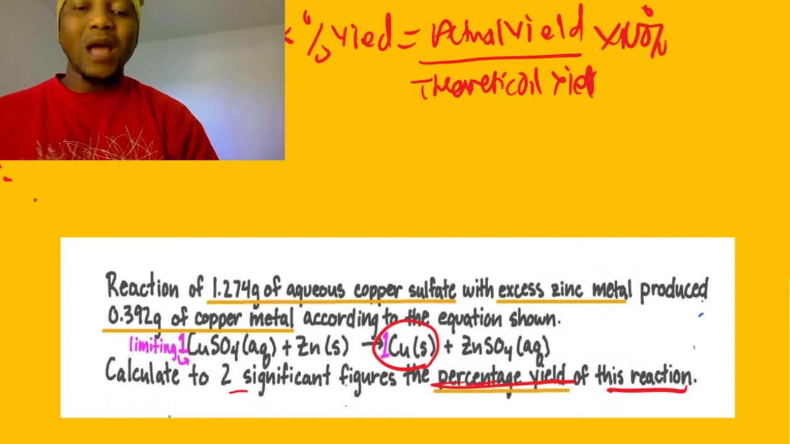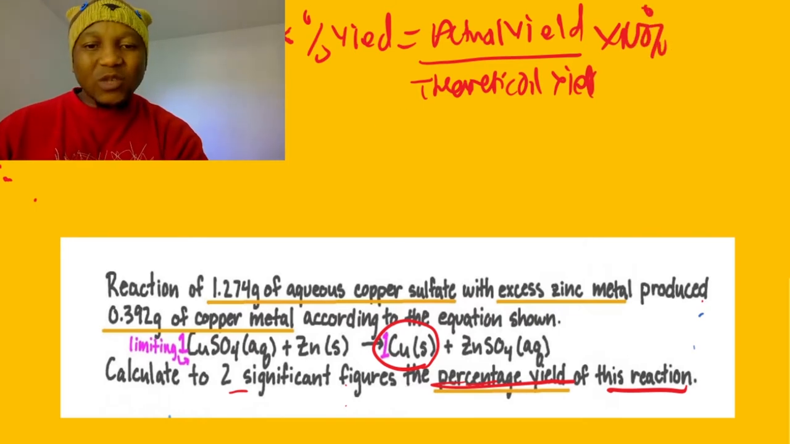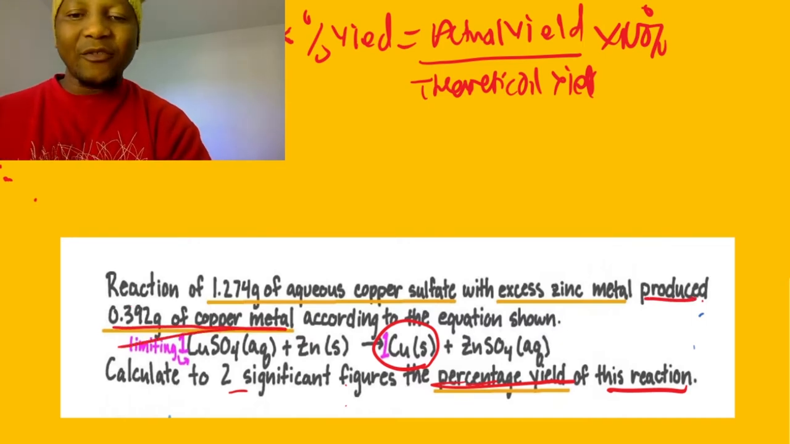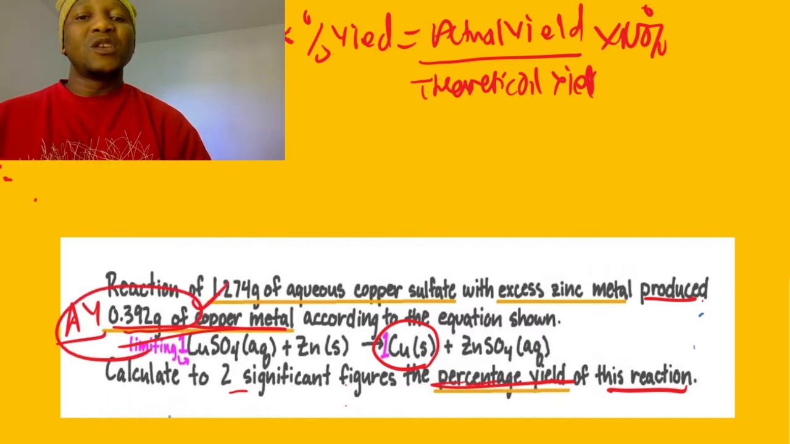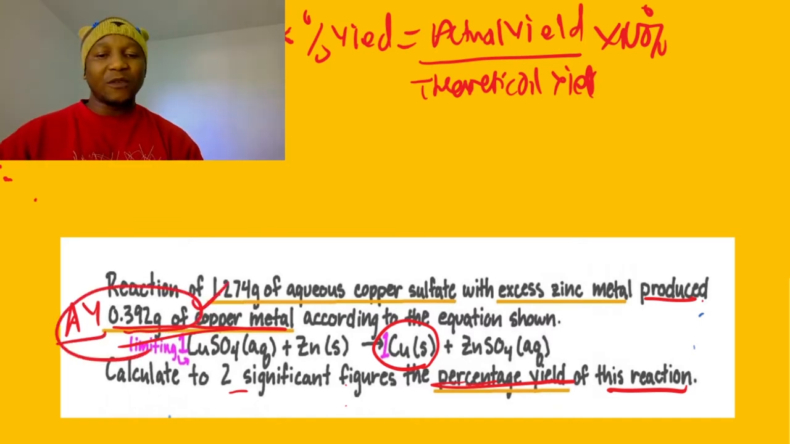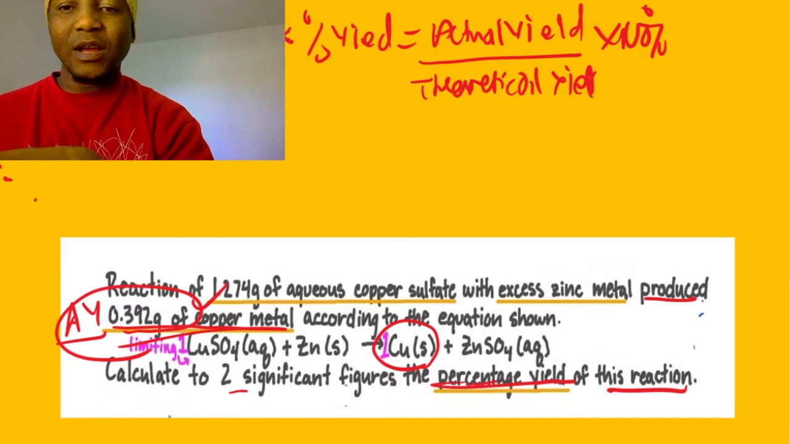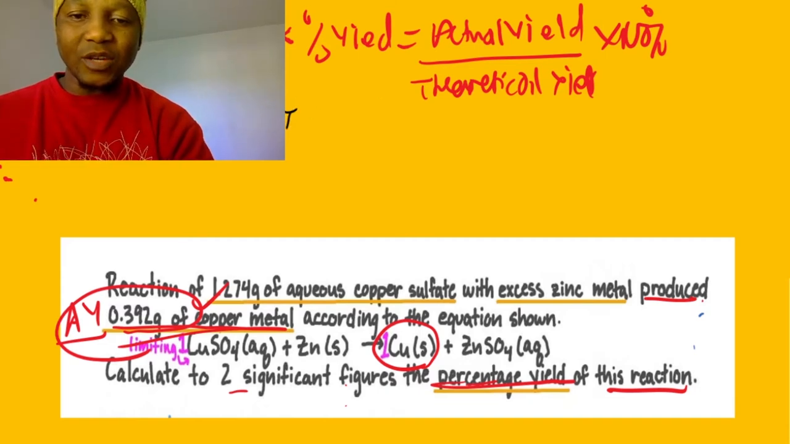Okay, let's go now. So what is produced is copper metal. The actual yield we got already is the actual yield, AY. Now we want to get the theoretical yield like how we did before, because that's where the drama began. Now let's show you. So, let's find the theoretical yield.